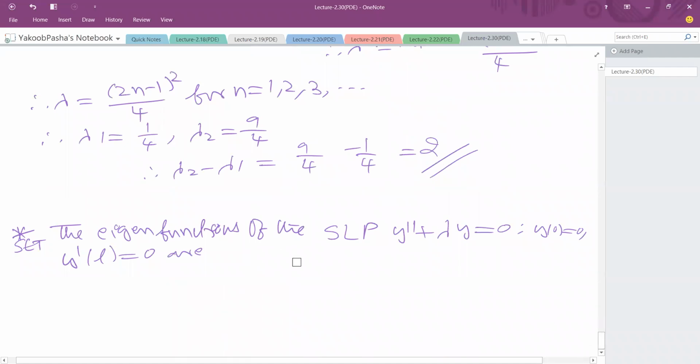The eigenfunctions of the SLP y double dash plus lambda y equal to 0, y of 0 equal to 0, y dash of L equal to 0 are. We have options here, one by one I am writing here. First, yn of x is equal to sine of 2n pi plus x by L, n equal to 0, 1, 2, etc.